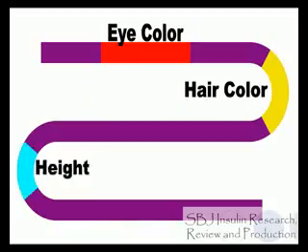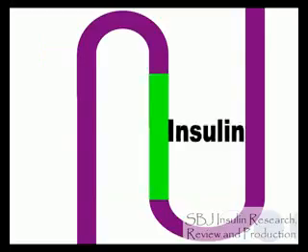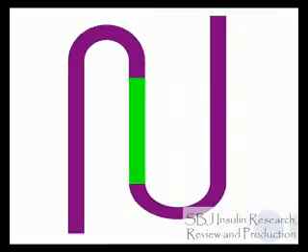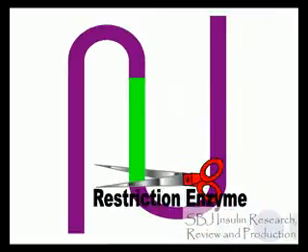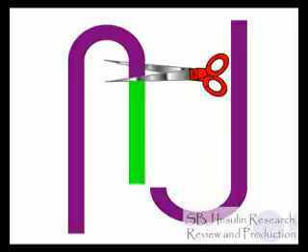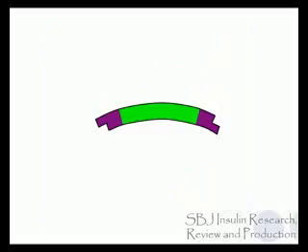An organism is genetically modified when its genes have been changed. There's also a gene in your DNA that makes insulin. Insulin is what Prem needs. So, to get this gene, we use restriction enzymes to cut it out. Restriction enzymes are like scissors. They cut your DNA at certain sections. Here is the insulin gene.